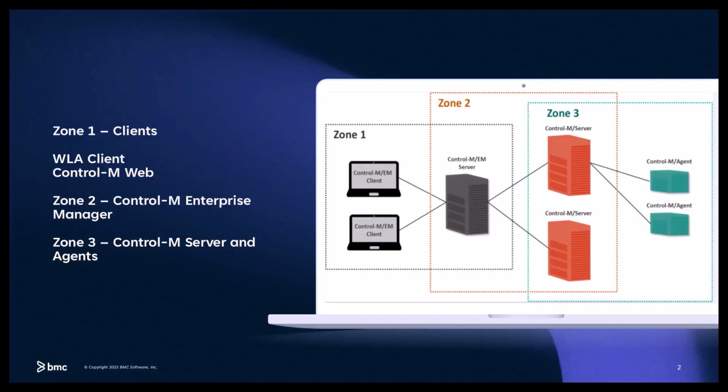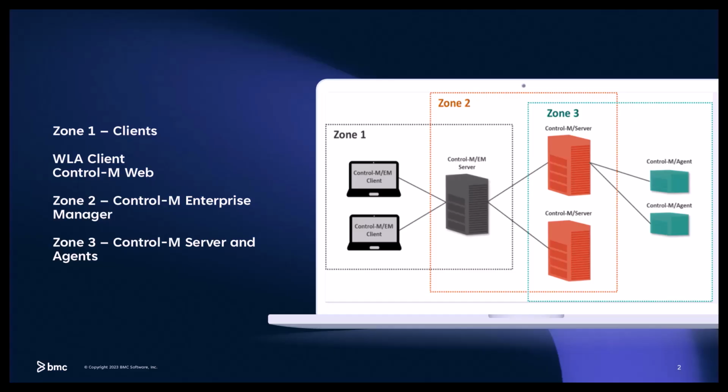As you can see in this diagram, Zone 1 represents the clients, such as Control-M Web or Workload Automation Client, the thick line. Zone 2 is where the Enterprise Manager server resides. Zone 3 includes one or more Control-M servers and their agents. Each zone can have SSL independently configured depending on the level of security or environment required. For example, some customers start by encrypting only the client to EM connection and then gradually expand to include server-to-agent communications once the certificates are standardized.